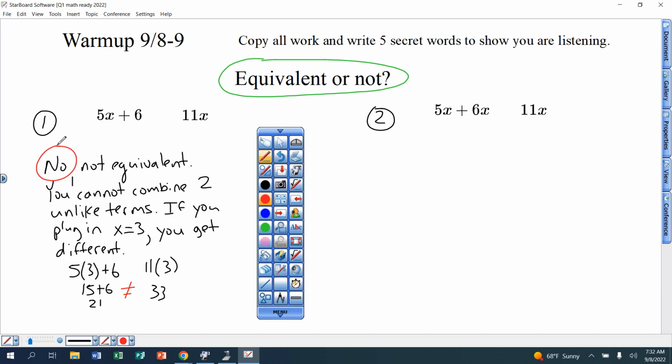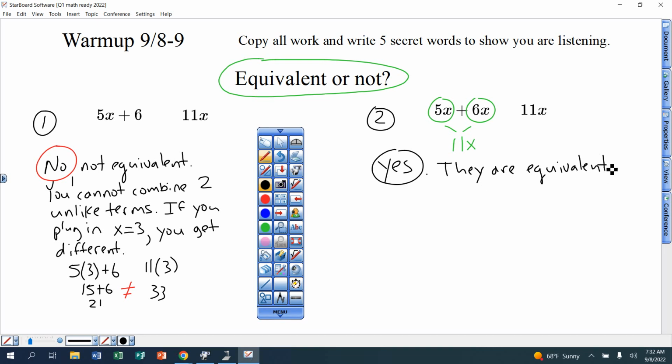If on the other hand over here, if I give you two terms with X in it, then yep, yippee skippy, you could combine those to get more of those X's, 11X. So for this one, yes, they are equivalent. Again, you're going to have to type and write complete sentences.